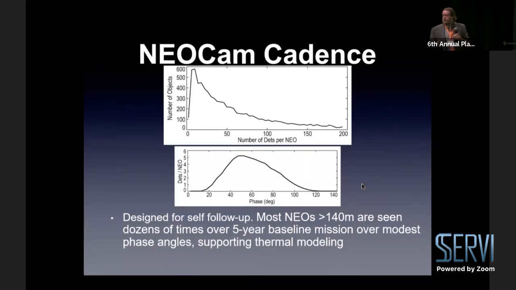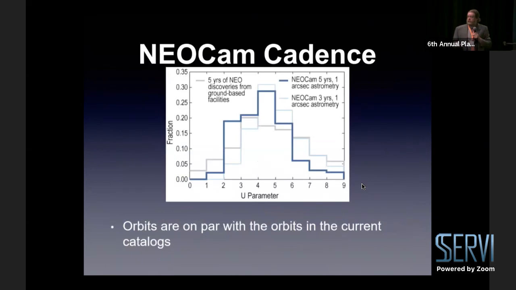That means that most NEOs larger than 140 meters are seen dozens of times over the 5-year mission. You can see here, there's a plot that shows that while the peak is at lower number of detections, there are a large number of NEOs that are seen 20, 30, 40, 100, 150, 200 times during the 5-year mission. And we cover quite a bit of phase angles. That means we can actually do physical characterization, look at how phase effects and stuff like that affect the NEOs. We have made sure that the cadence is optimized to get good orbits.